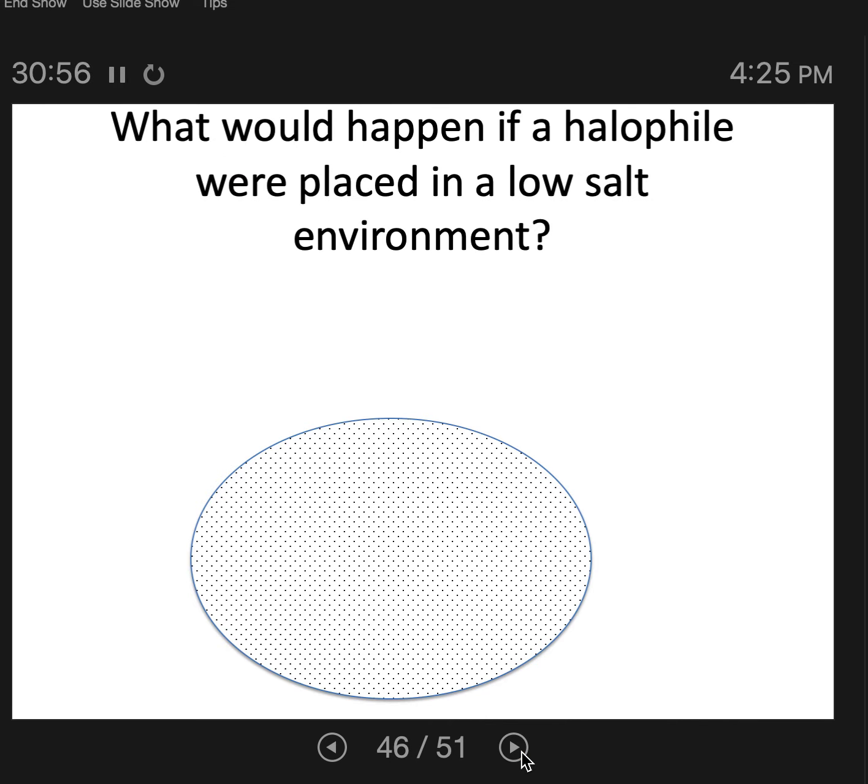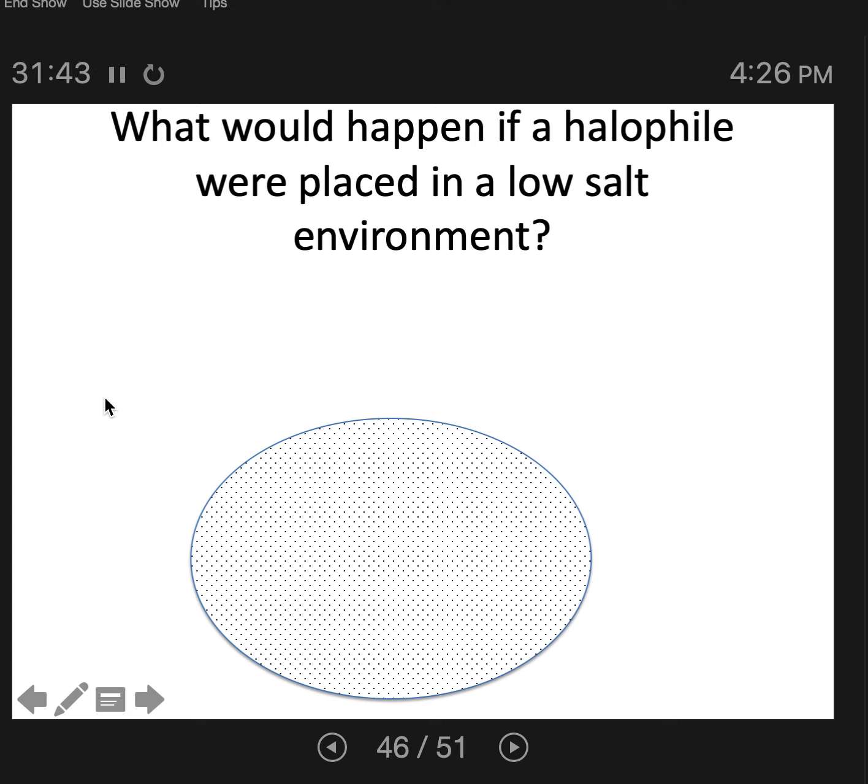So let me give you a thinking question here. What would happen if a halophile were placed in a low salt environment? A halophile means a salt lover. So let's say you have this microbe that's a salt-loving microbe, and you place it in a very low salt environment. So this is the cell, and it's filled with salts so that it's isotonic with the normal high salt environment that it lives in. Let's just say you placed it in pure water here. What's going to happen? In its natural environment, you'd have the same amount of solutes outside as inside. But now you've put it in pure water, what's going to happen?